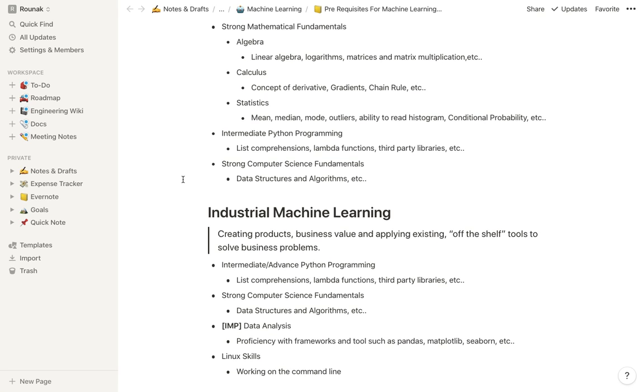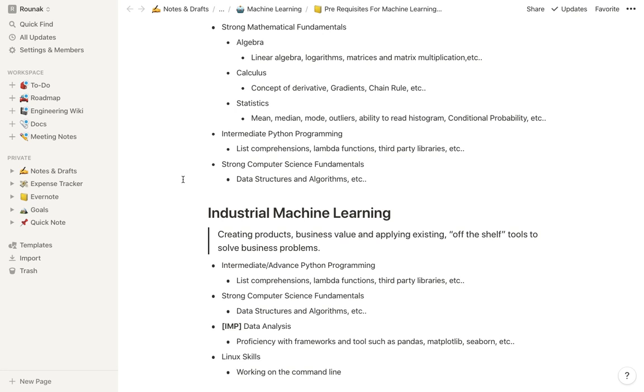So in a company, or being a software developer with a machine learning specialization, the first thing which you need to know is intermediate or advanced Python programming. As you'll be writing a lot of code and you'll be busy focusing more on writing code than doing research, the companies will expect you to know a lot of Python to use the tools which are off-the-shelf. Again, things like list comprehensions, lambda functions, and also understanding how third-party libraries work with machine learning. The second thing is similar to the academic machine learning part of it, which is strong computer science fundamentals, because these fundamentals will be useful no matter which branch you are in.